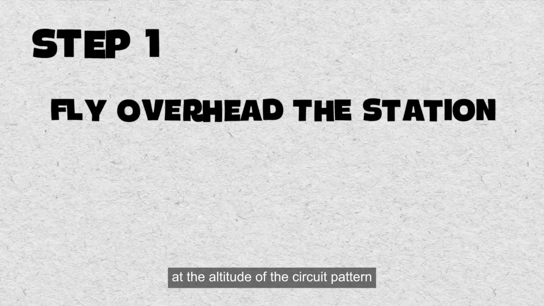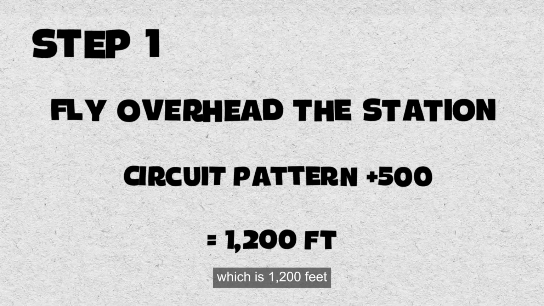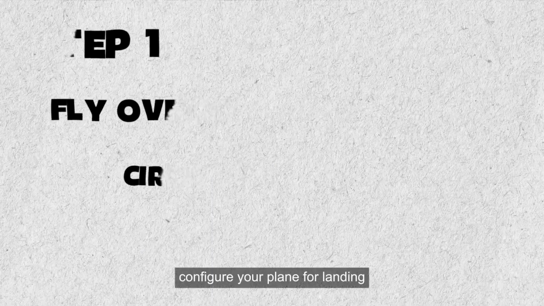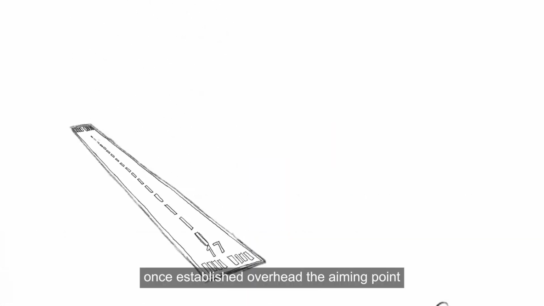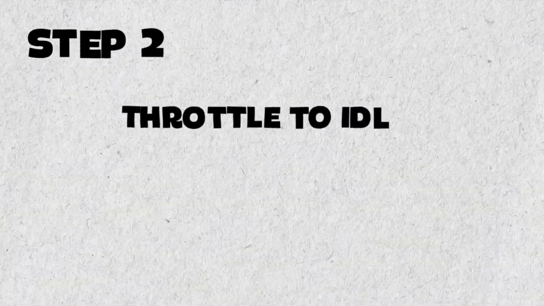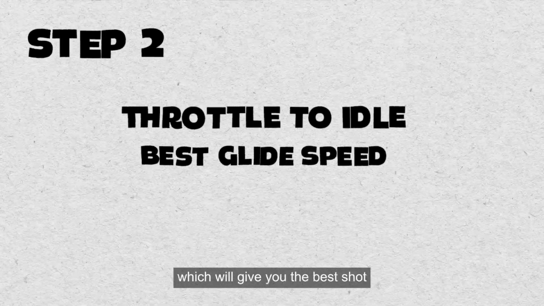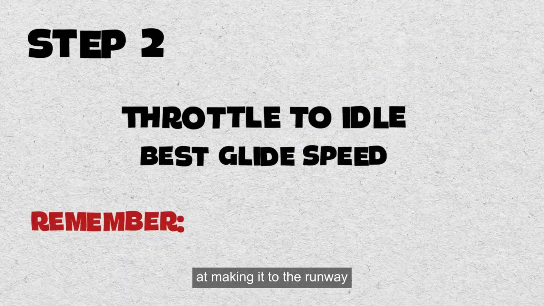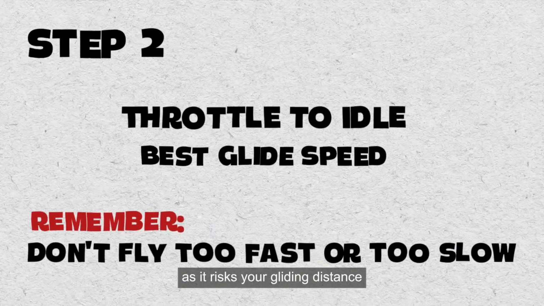Step 1. Fly overhead the station at the altitude of the circuit pattern plus 500 feet vertical clearance, which is 1,200 feet. Configure your plane for landing, but no flaps yet. Once established overhead the aiming point, commence the 360 overhead approach by Step 2. Set throttle to idle. Pitch for the best gliding speed, which will give you the best shot at making it to the runway. And remember, don't fly too fast or too slow, as it risks your gliding distance.